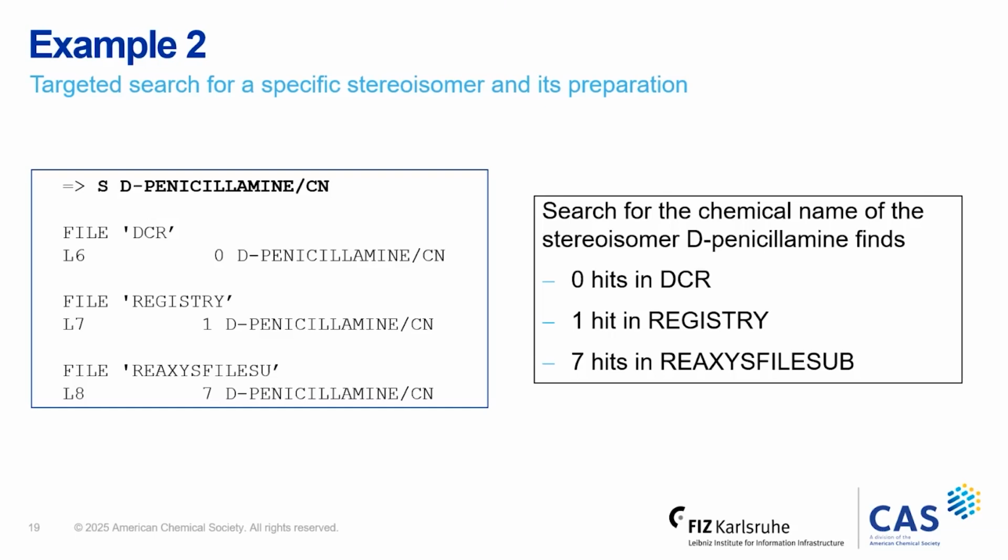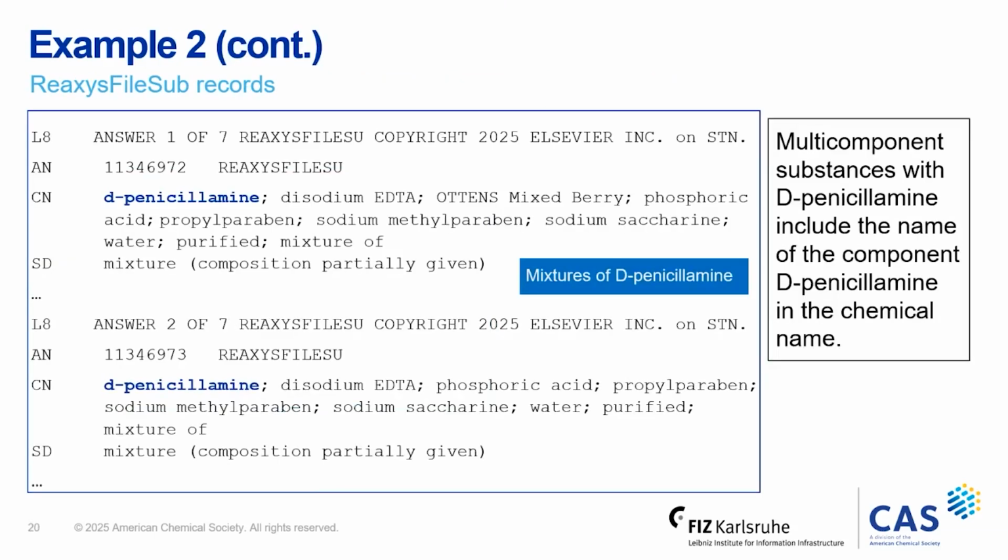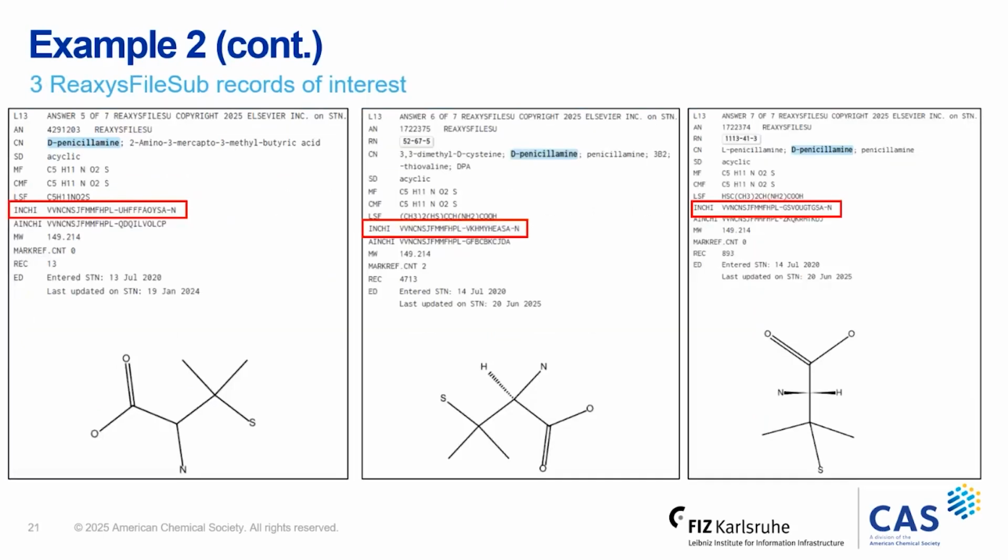Okay, well, that's interesting. And so maybe I want to investigate the 7 records that I have now found in ReaxysFileSub. When I look at these records, the first, I think it's like 4 or so, are all mixtures. So it was D-penicillamine and at least one other substance, as you see in these couple of records. If I go a little further down, then I do get to the point where I see simple single compounds where one of the chemical names at least is the penicillamine that we have been looking for. So these all 3 might be of interest.